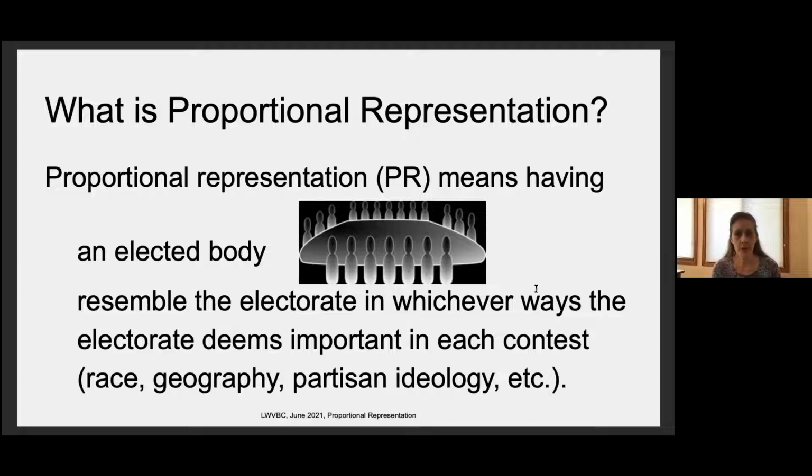So what proportional representation means is that when you have an elected body, such as the state legislature or Congress or city councils, school boards, all kinds of things, you'd like that elected body to resemble the electorate in whatever ways the electorate thinks are most important for that particular contest. So you might want it to look like the electorate in terms of racial diversity. You might want it to accurately reflect the electorate in terms of political party, or in the case of nonpartisan city council elections, there might be some local issues of particular importance where you want all sides represented on the council. So there's a lot of different things that this can mean in practice, but basically it means you want the body to look like the electorate.